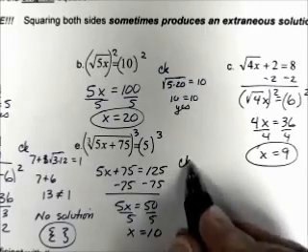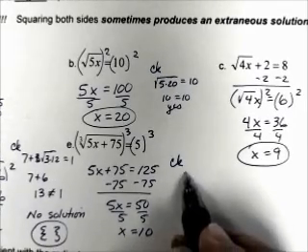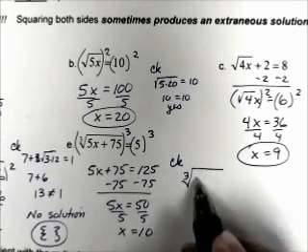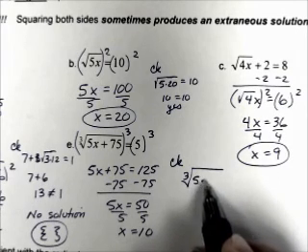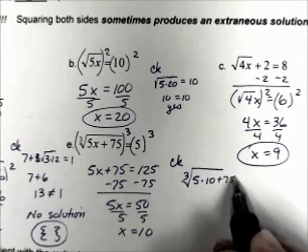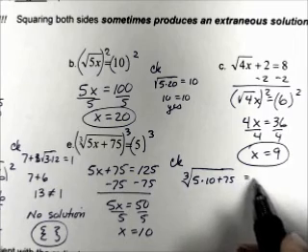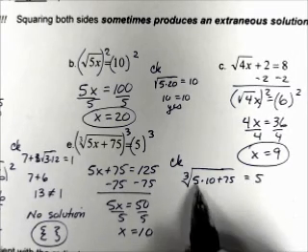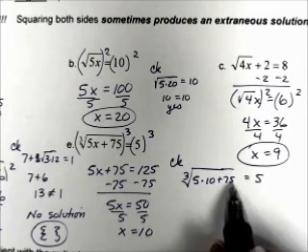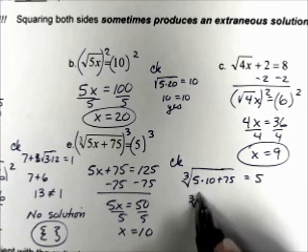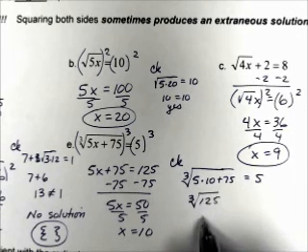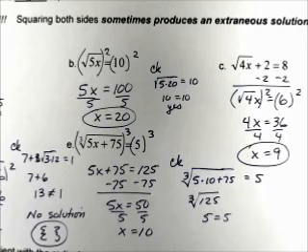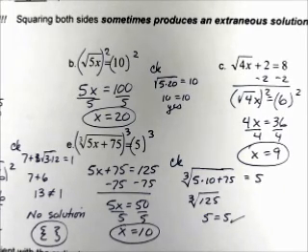Check. The cube root of 5 times 10 plus 75, does that equal 5? 5 times 10 is 50, plus 75 is 125. The cube root of 125 is 5. 5 equals 5. That checks. So always isolate the radical.